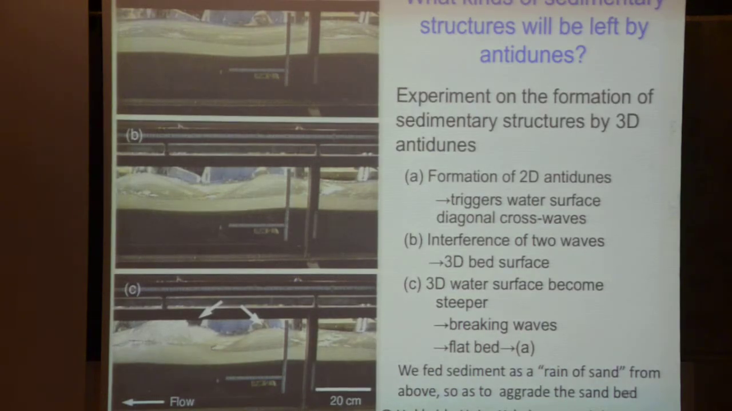And first I will explain what kinds of sedimentary structures will be left by antidunes. These on the left-hand side are the snapshots of a flume experiment. And 3D surface waves and antidunes are formed by the following process. First, 2D antidunes are formed, like A here.